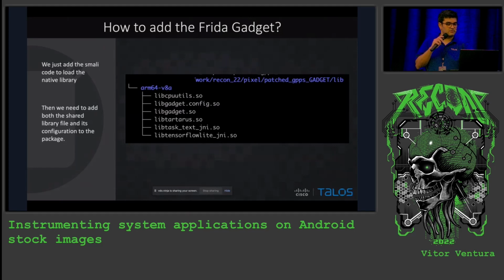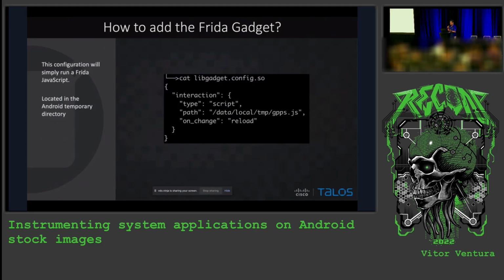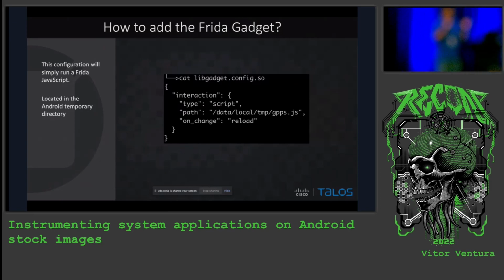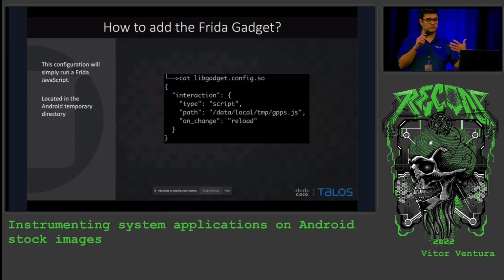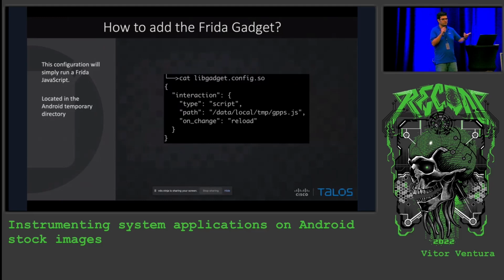As you can see, there's also the lib Tartarus, the lib task text GNI, all the new stuff that is on the Google Play Protect services package, which is taken out of the Play Protect. So with the configuration, I just put a simple configuration which, when the gadget is loaded, would execute the JavaScript that is located inside the system, and if that JavaScript changes, it would reload it.